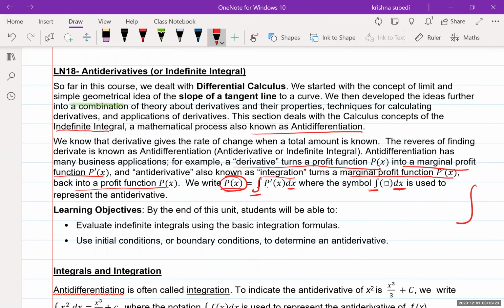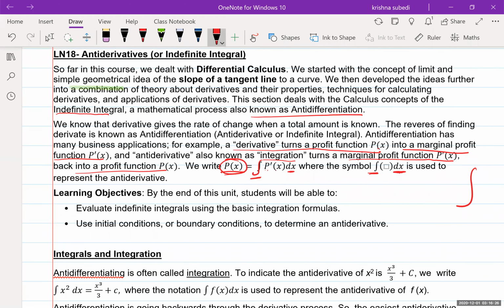By the end of this unit, you will be able to evaluate the indefinite integral. Definite integral is out of the scope of this course. You're going to learn definite integral in Math 105. Even this indefinite integral you will learn in Math 105 as well, but I just want to give you a heads up. So the goal of this lesson is to evaluate indefinite integrals using the basic integration formula, and use initial conditions or boundary conditions to determine an antiderivative.